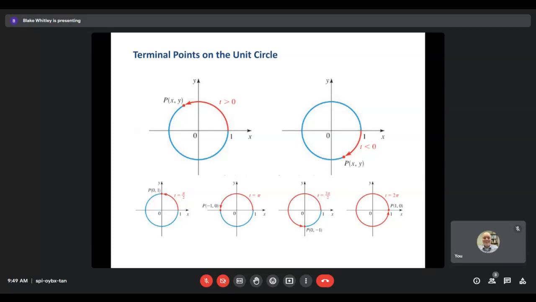So notice here, as long as we are on the unit circle, these t values, which are just distances, arc lengths along the unit circle itself, are going to have the exact same value as those angles would that we looked at in chapter 6 at those same points.